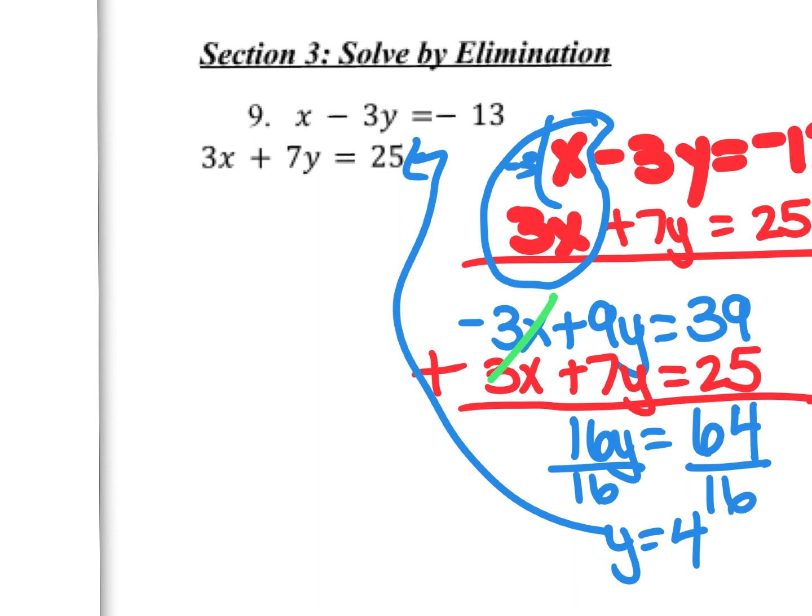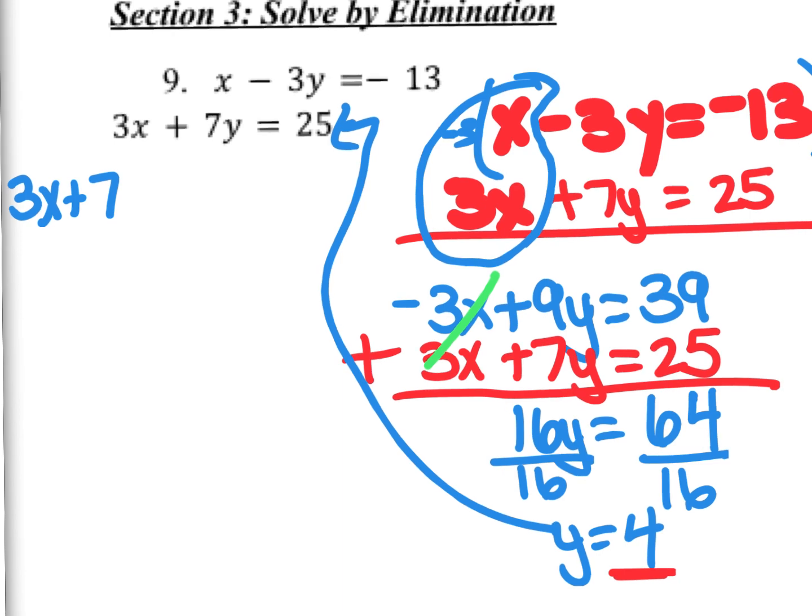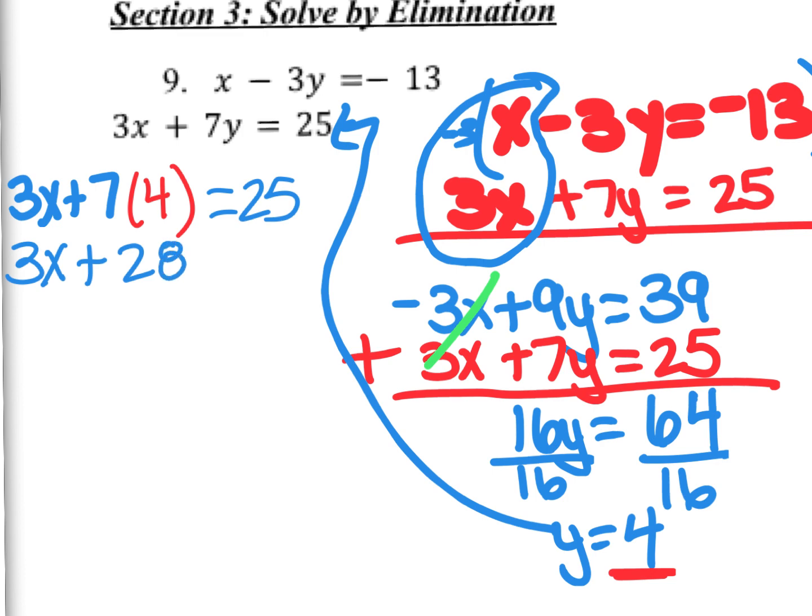So here I am, I'm going to rewrite the equation. I have 3x plus 7, but instead of y, I'm going to put in this 4 because I've already solved for my y, okay? I know that my y equals 4, so let's substitute that in, and then equals 25. Now, I'm just solving the equation. Not going to do anything with my 3x now, so I bring that down. 7 times 4 is 28. Then I just bring down my equals and my 25.